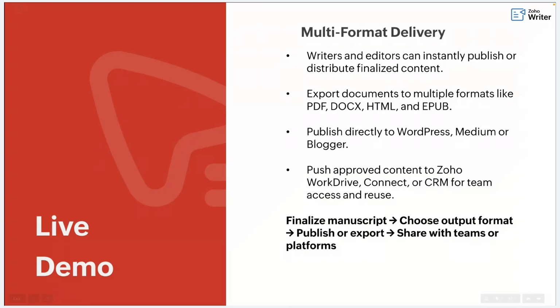Once the content is ready, Zoho Writer makes publishing incredibly flexible. You can export your document into multiple formats, whether it's PDF, DocX, HTML, or even EPUB for ebooks. If the content is meant for a website, then you can directly publish to famous websites like WordPress, Medium, or Blogger, making it perfect for blogs or online magazines.